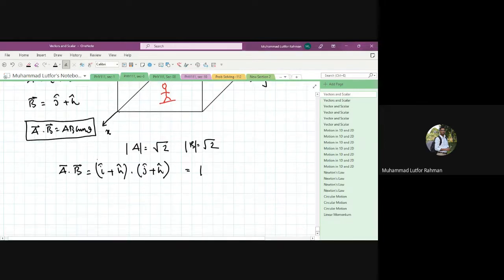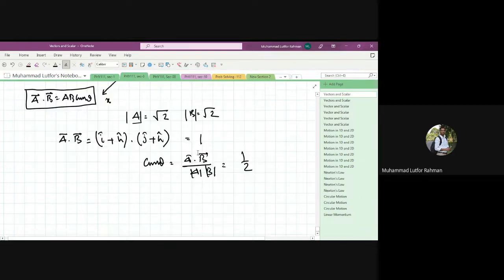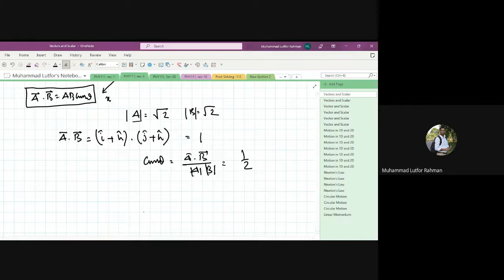Now to find out that angle, cos theta would be A dot B divided by the magnitude of A and the magnitude of B, which is actually root 2 into root 2, which is going to be 2, right? A dot B is basically 1, yes sir. And root 2 and root 2 is basically 2. Then what will be the theta? Cos inverse half. 60 degree. Yeah, this angle is 60 degree.